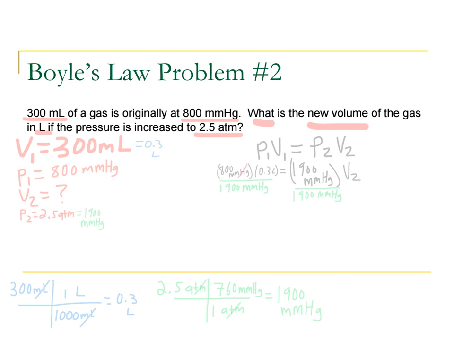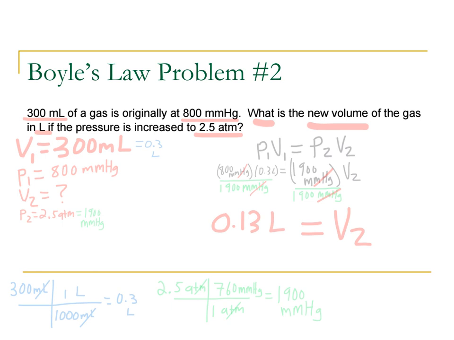And I'm just going to get V2 all by itself. So I'm dividing both sides by 1,900. The opposite of times 1,900, which V2 is originally, is divide by it. You can see the units canceling there. So I'm left with liters, the unit that I want. And therefore I get the final answer here that V2 equals 0.1, I'm going to round a little bit, 0.13 liters.